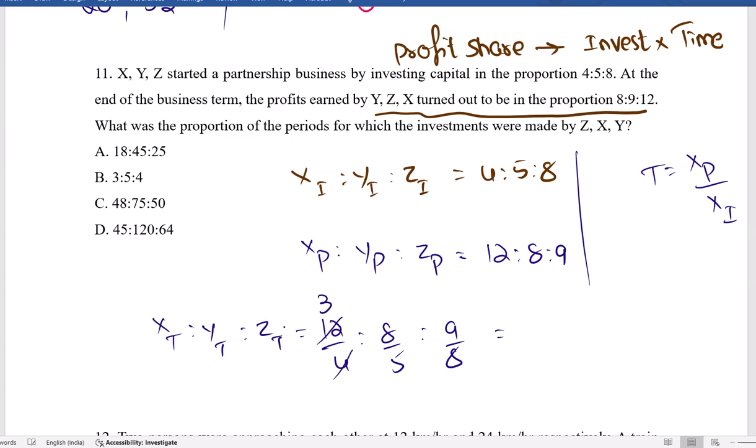Okay, LCM taking. We want to maintain this as integer. Multiply with 5 into 8, 40. 3 into 40 is 120. This is 8 into 8, 64. This is 5 into 9, 45.